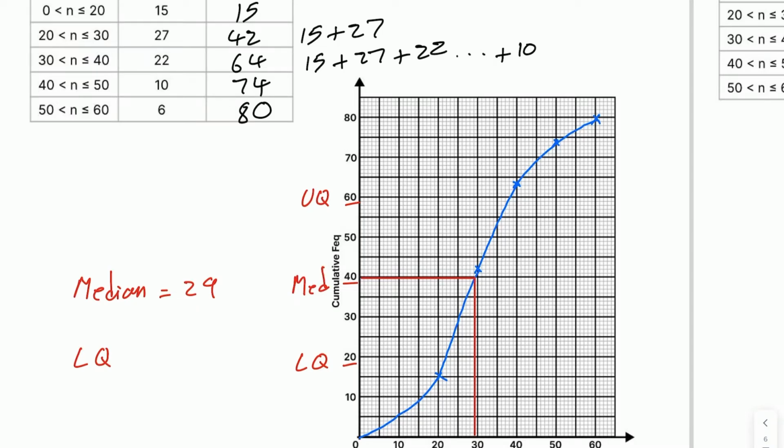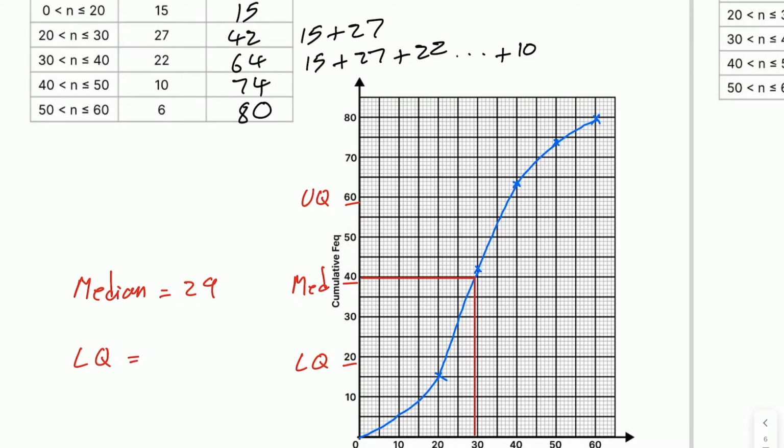Now, the way I recommend you do this is first find the median, which you know is a half. So you now have the 40. Then half that again, that gives you the lower quartile. And now you know the lower quartile is 20, so then add 20 to the 40, and that gives you the upper quartile, okay? That's the easiest way to do this.